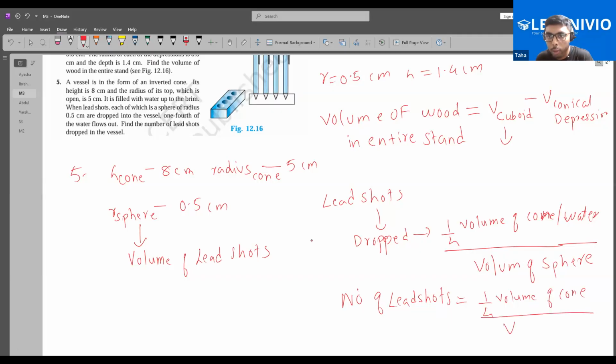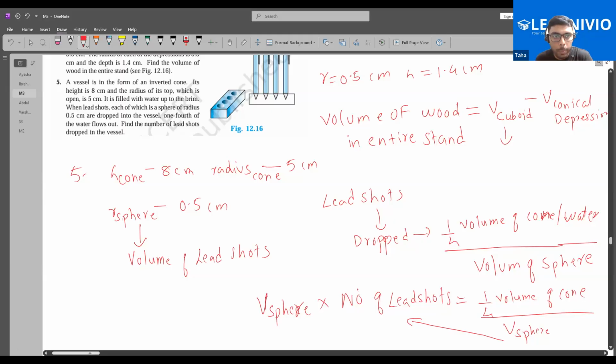Volume of cone divided by volume of sphere. Because if you divide the amount of volume that was leaving the vessel, that is 1/4 of the volume of the cone, by one single lead shot's volume, that would give you the complete number of lead shots. Because if you multiply the volume of sphere into the number of lead shots, this would give you 1/4 the volume of the cone. That is the relationship. Is that making sense?